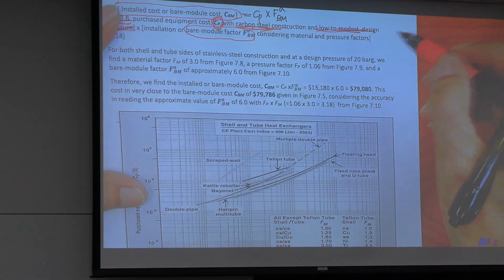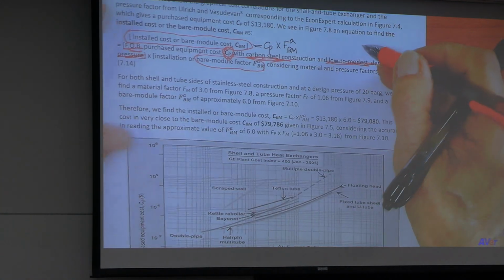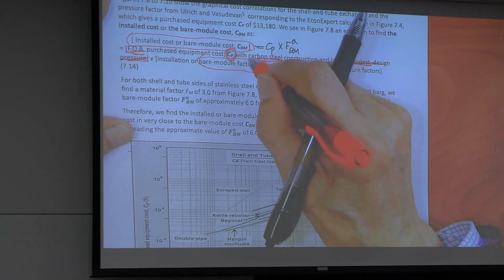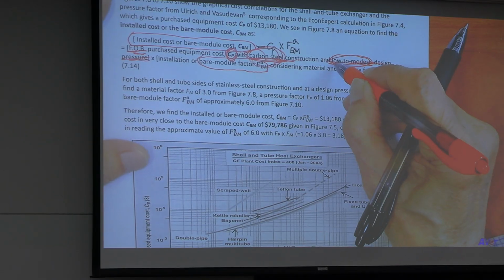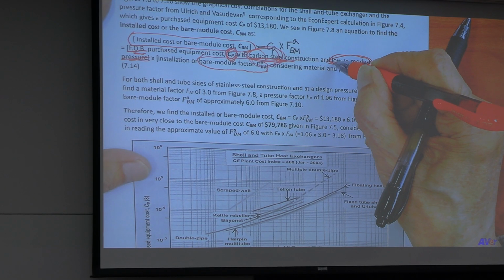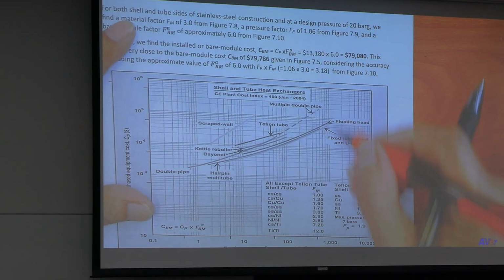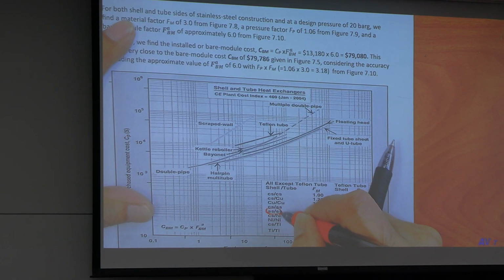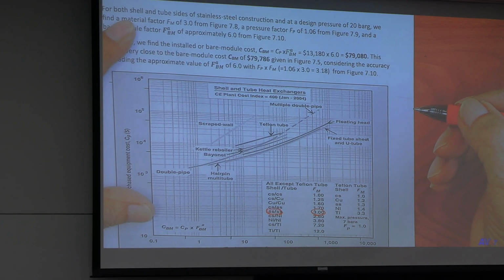So, now, all those carbon steel, low to modest pressure, stainless steel, that's a material factor 3. Okay?